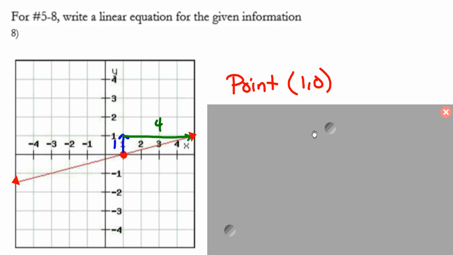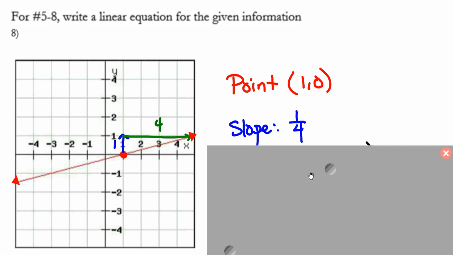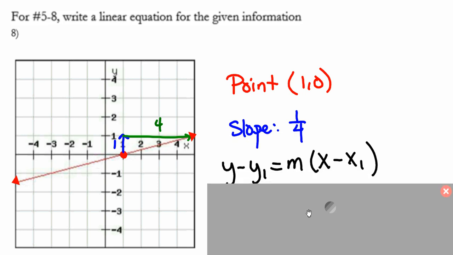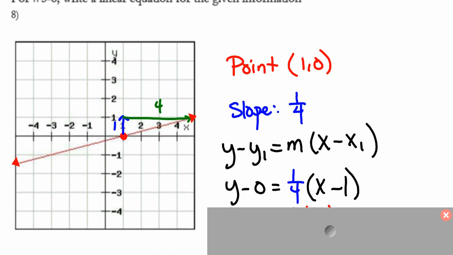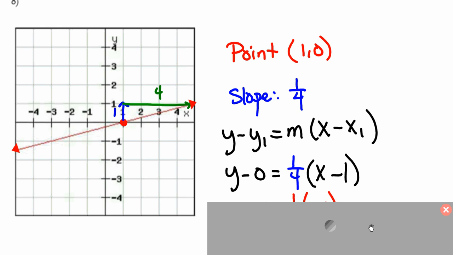So let's go with the x-intercept. That one stood out to me right away, so my point is at 1, 0. My slope is 1/4, so if I put them together in point-slope format, it would look like this, and I'd pause and say, okay, can I simplify? Well, y minus 0 is just y, so I could write it as y equals 1/4 times the quantity x minus 1.